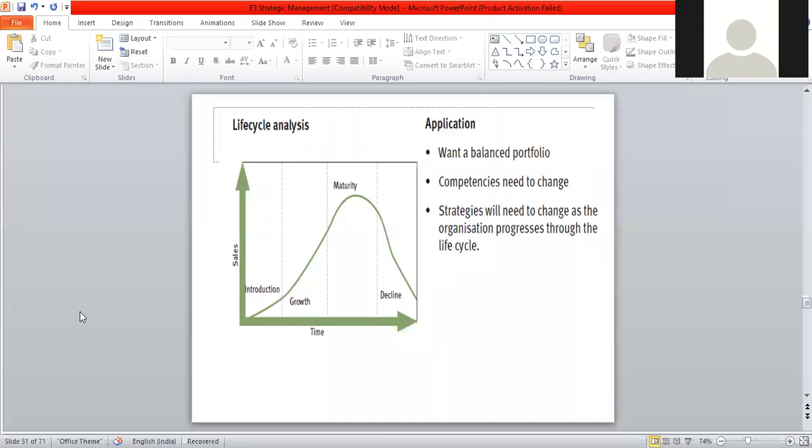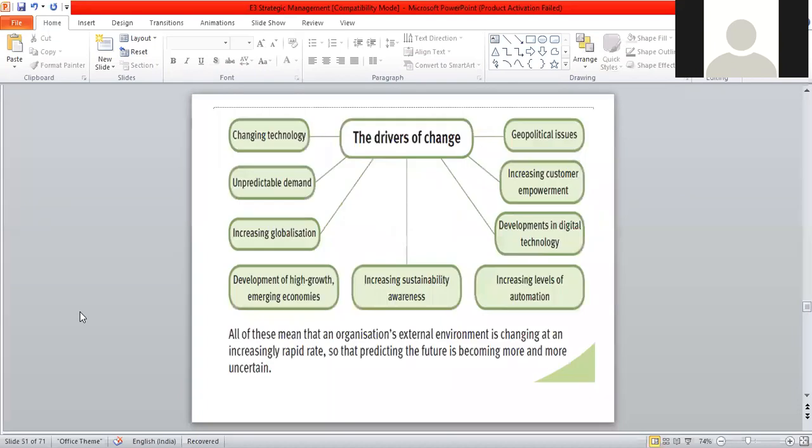We've discussed the life cycle analysis, what the various stages are and what happens during this life cycle, how the risk is in each of these stages, and then how to face the risk is what we have to understand. Okay, what are the drivers of change?